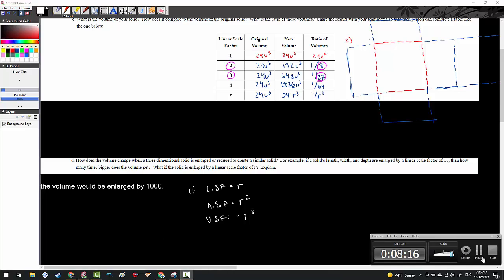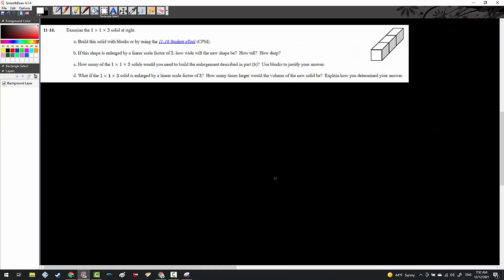I'll be right back. Here we are in problem 11-16. It says, examine the 1 by 1 by 3 solid at the right. And so I'm going to put those dimensions in right now. One of the things you want to make sure you're clear about, because it can be confusing, is that this is not a 1 by 1 by 3 because each of these depth pieces is 1. Each of these depth pieces is actually 3. All right, so just make sure. So this is a 3, this is a 3, and this is a 3.